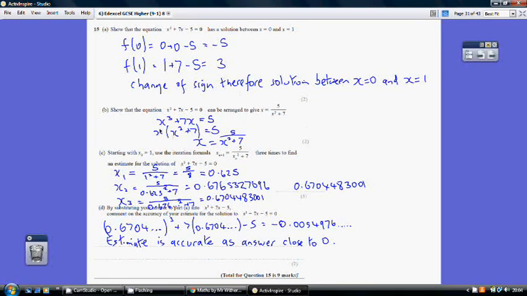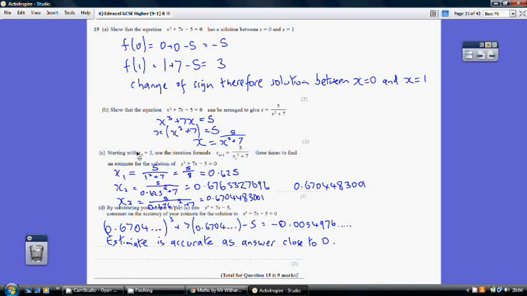Now for part B, we've got to show this rearrangement. So let's first of all start off by adding 5 to both sides to give us this. Then we factorise, taking out our x. So we've got x multiplied by x squared plus 7. And then we divide through by our x squared plus 7, giving us x being 5 over x squared plus 7.